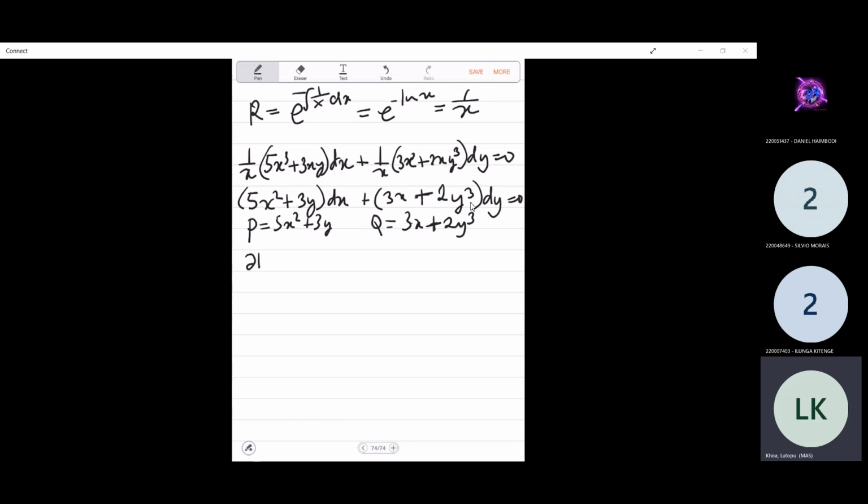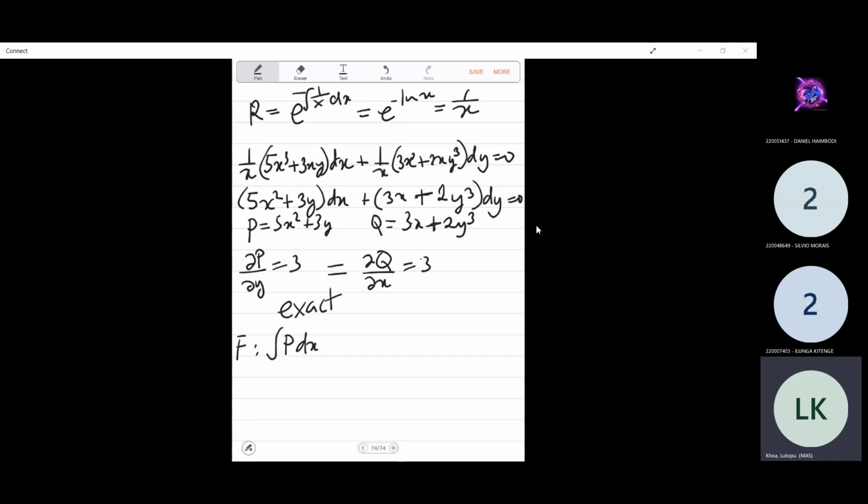Okay, then dp dy, this is 3, dq dx, this is also 3, and these two are equal, so we do have an exact differential equation. So now you have to decide whether you'll integrate this with respect to x or this with respect to y. They look equally complicated. So to find my f, I will integrate p with respect to x.